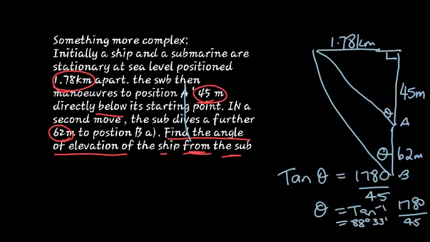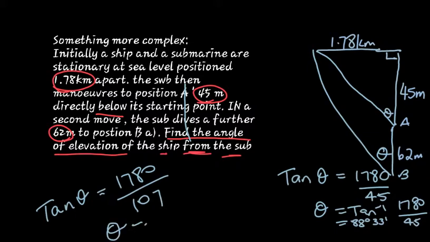Okay, so the same thing, only we've now got 107 instead of 45. So if we do tan theta equals 1,780 over 107, and theta is equal to 1780 divided by 107, sorry. Second function tan is 86 degrees and 34 minutes. We're going to round that up. 86 degrees and 34 minutes.